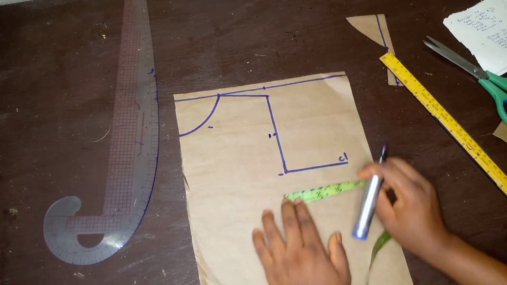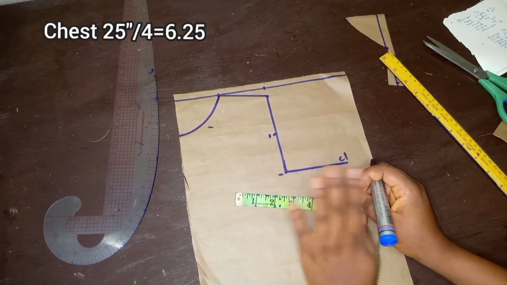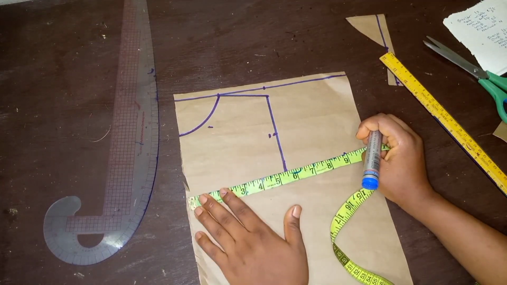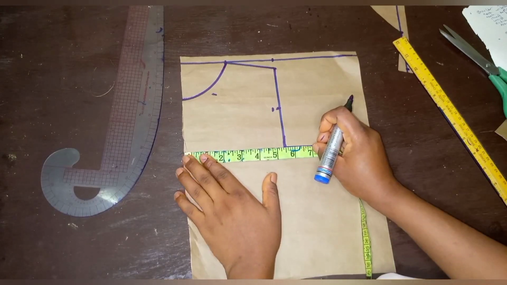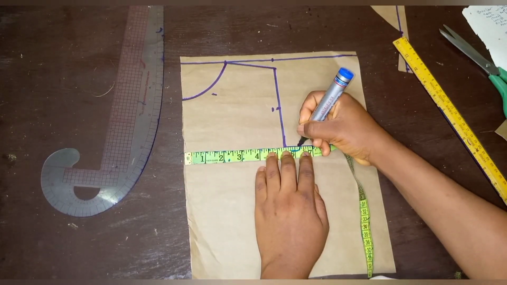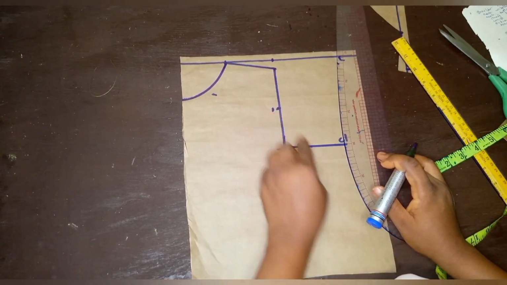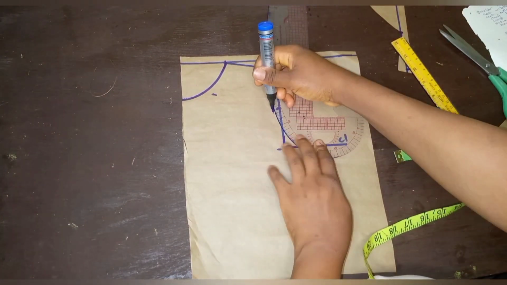Once that is done, I'll go to the chest line and I'll divide the chest measurement by 4. The chest measurement is 25 inches. 25 inches divided by 4 will give me 5.25. Then I'll place the 5.25 on the chest line under the armhole. Once that is done, I'll create the armhole curve, connecting from the shoulder slope to the 1/4 of an inch at the midpoint down to the chest line.